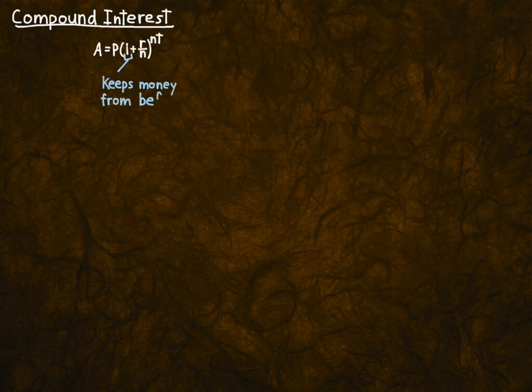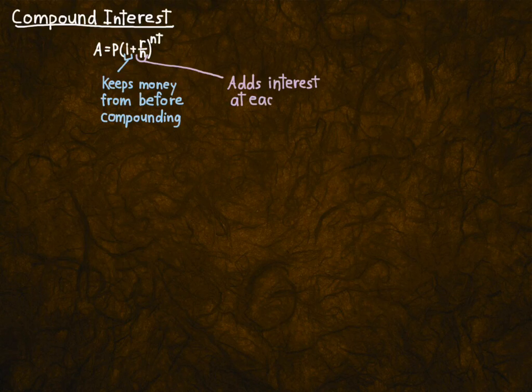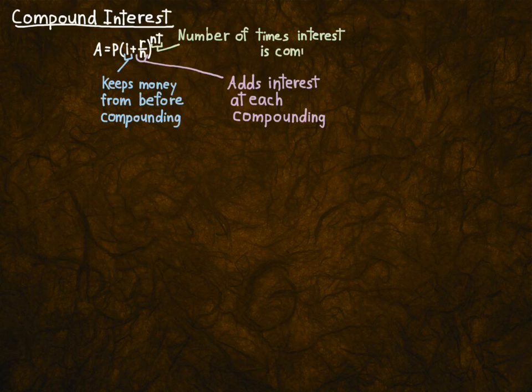So the 1 keeps the money from before compounding. In other words, it keeps whatever your previous amount of money was. The R over N adds interest at each compounding. The N times T is just the number of times the interest is compounded total over time T. N times per time T, per unit time, times the number of unit times. That made sense?